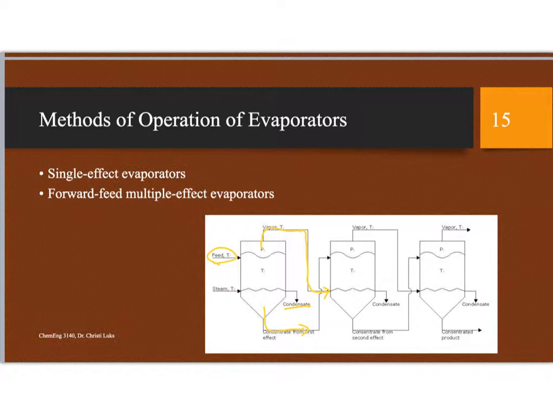So now that I'm not having to add fresh steam, I'm just going to now condense this steam. The fluid that left the bottom of the first evaporator goes to my second evaporator, and so forth, and we can repeat this with as many evaporator stages as we have.